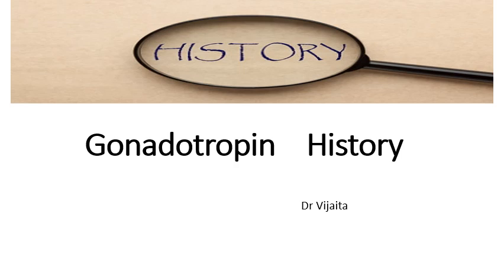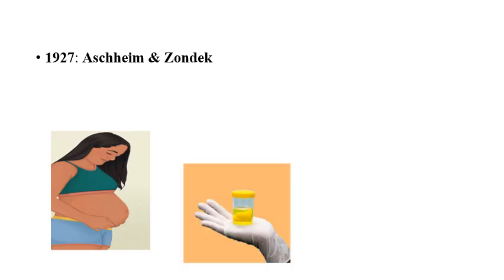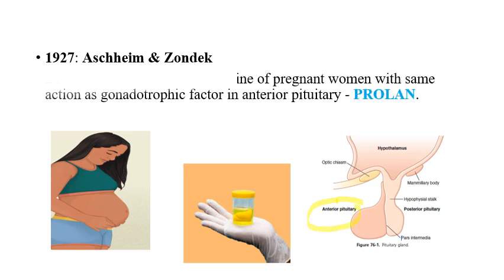Let's start with the urine pregnancy test. Let's go back to 1927 when Ashheim and Zondek discovered a substance in the urine of pregnant women which has similar activity as the gonadotropic factor secreted by the anterior pituitary, and they named the substance as Prolan. So it has similar activity as the gonadotropic factor in the anterior pituitary.